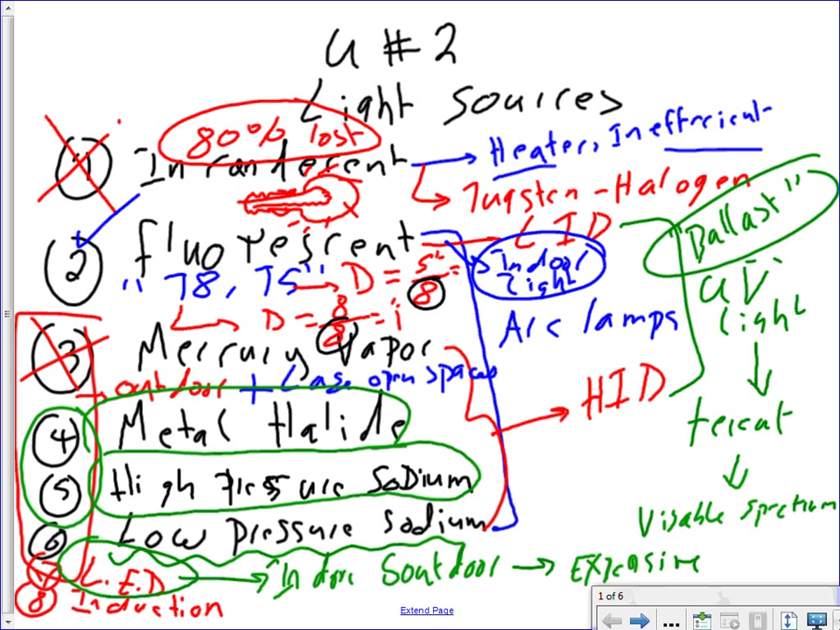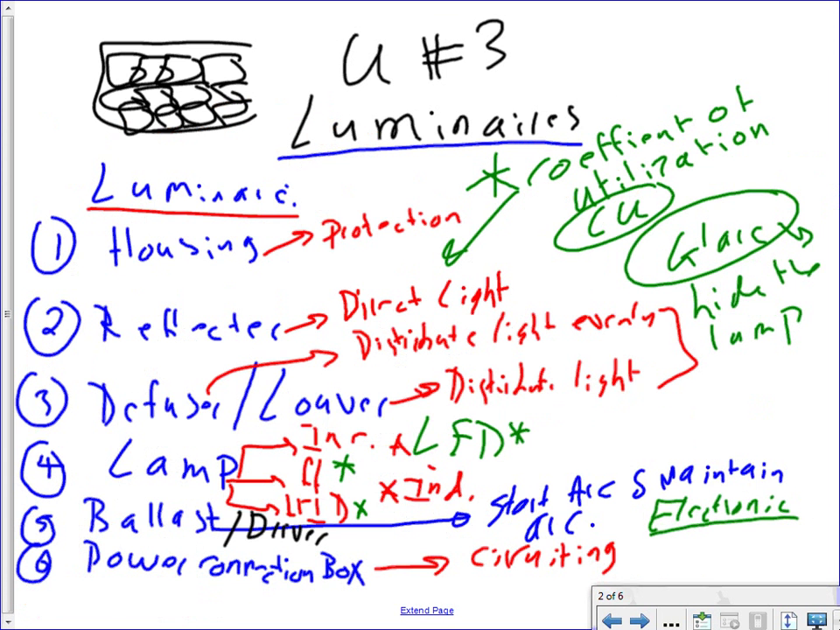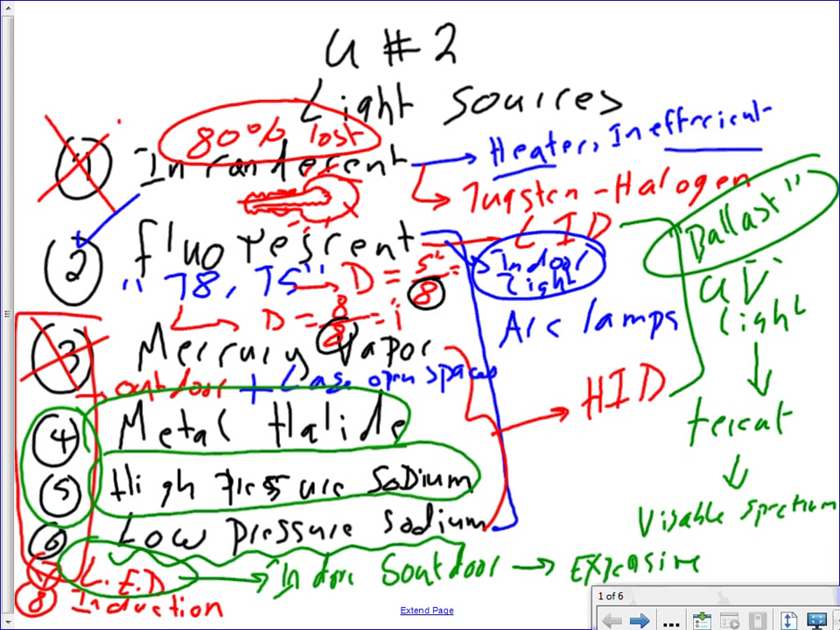I'm going to stop right here, guys. I don't want to go to chapter three. I'll do chapter three another time. So we'll talk about different types of lumens.